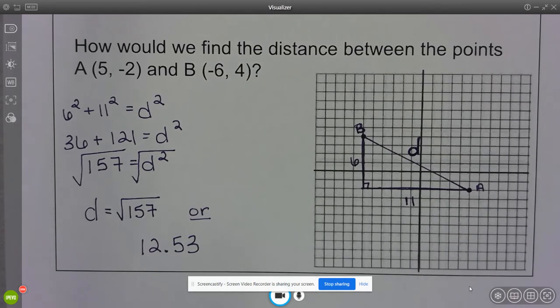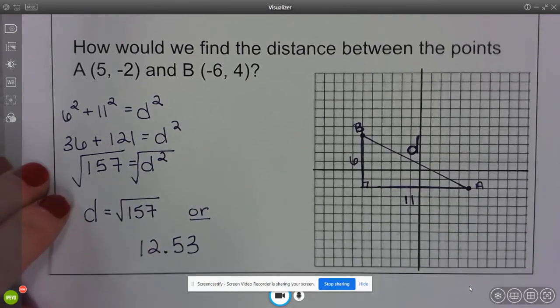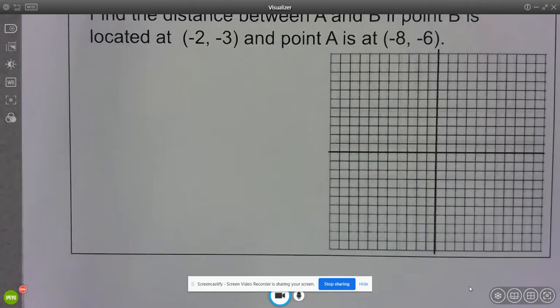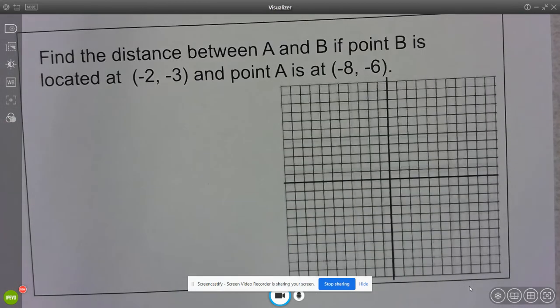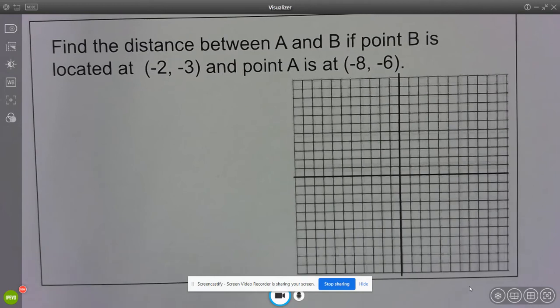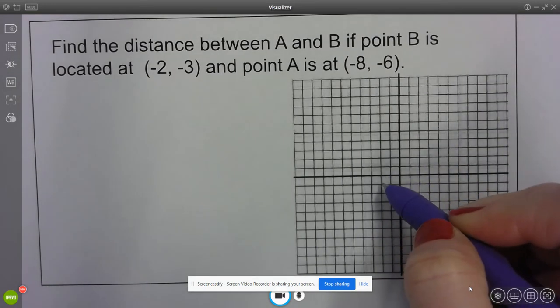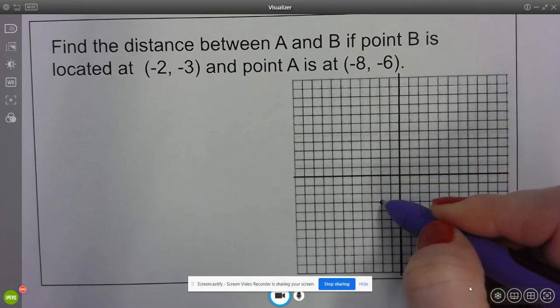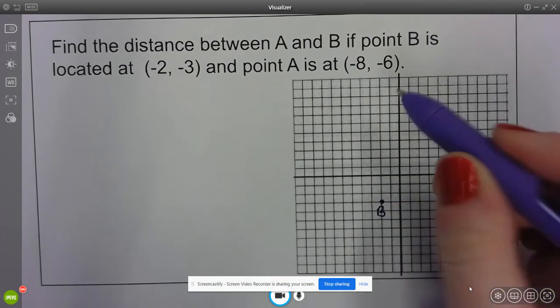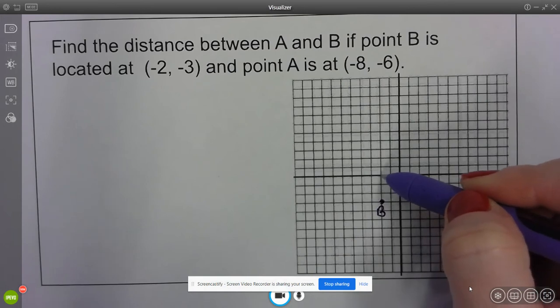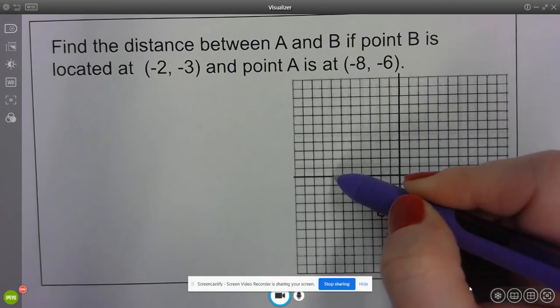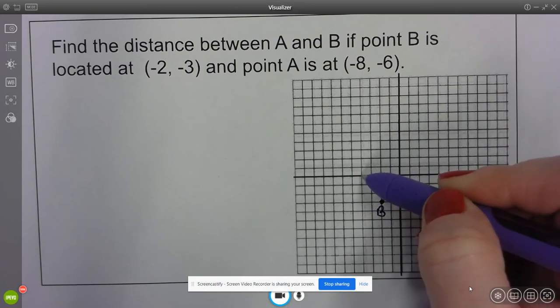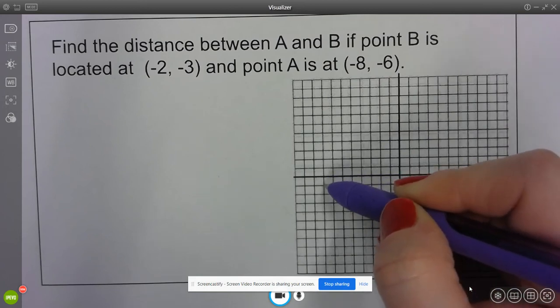Okay, there we go. So we're going to do one more, just like that, where I give you 2 points on a graph, and we're going to find the distance between them. So I have (-2, -3), and this is point B. And then (-8, 1), counting 2, 4, 6, 8.